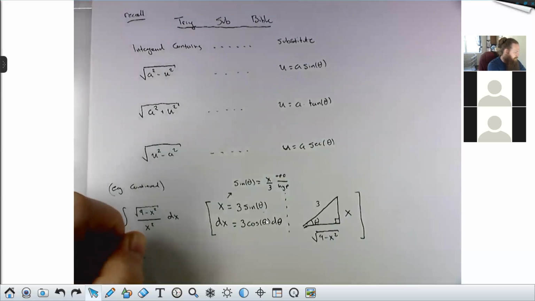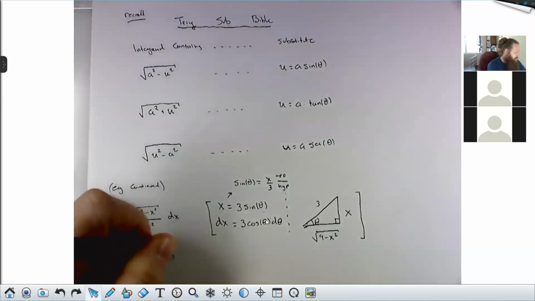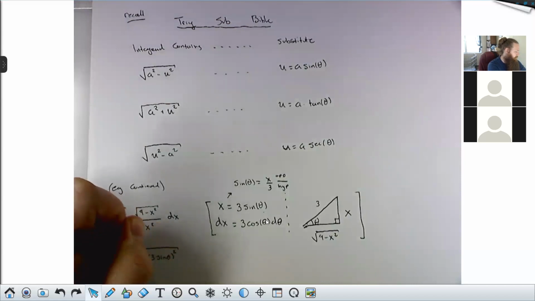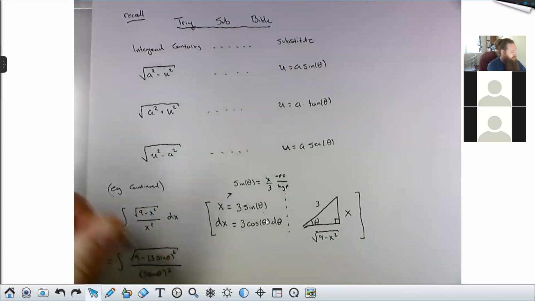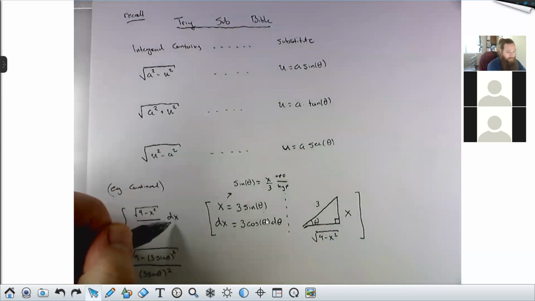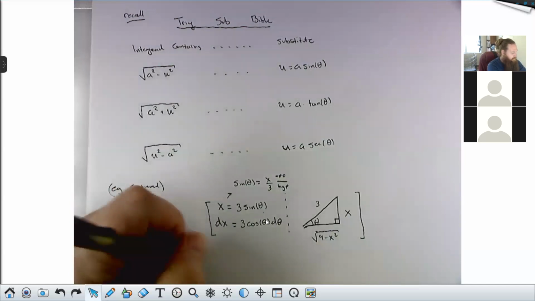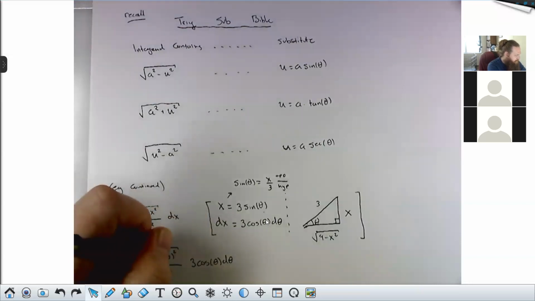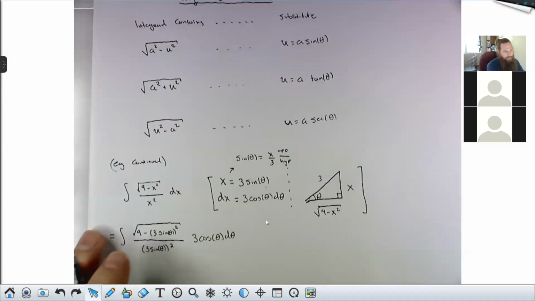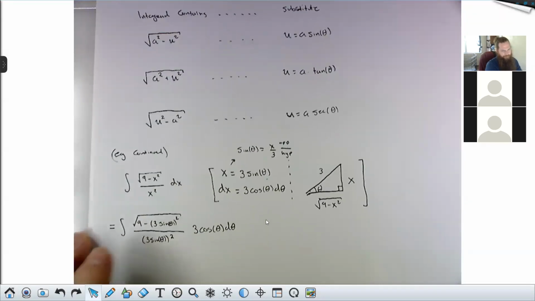Upstairs, the square root of 9 minus x squared becomes the square root of 9 minus 3 sine theta squared. And downstairs, x squared itself is 3 sine theta all squared. And then dx, don't forget this, dx is 3 cos theta d theta. People forget this all the time. And I've been bad, I used parentheses there, but I didn't use them here. You should always put the inside of your trig functions in parentheses. It's just good notation.